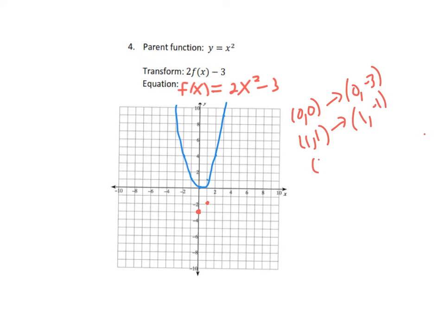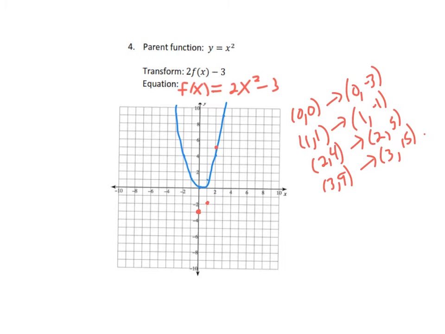Then I had the point (2, 4) in the original graph. Again, the 2 is not going to change because nothing's happening to the x. But my output of 4, I'm going to double it for 8, and I'm going to subtract 3, and so I'm going to have (2, 5). Then for (3, 9) in the original graph, I'm going to have 3, and then 9 times 2 is 18 minus 3, so that's 15.